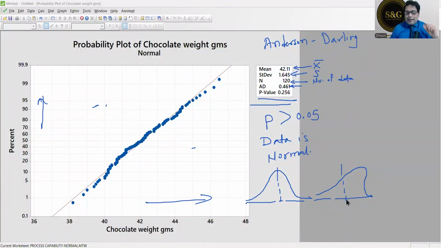Are you understanding this? Just type yes in the chat box. So right now tell me, is the data normally distributed or not? Is it normal with the p value? Just type yes or no in the chat box.